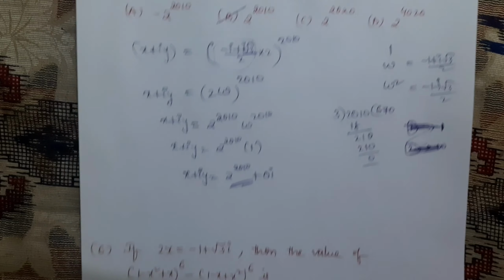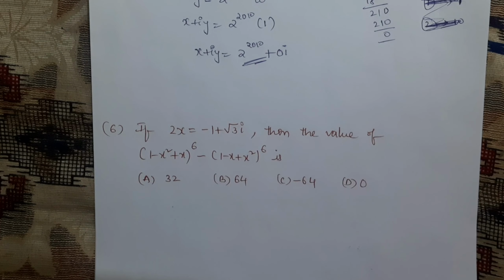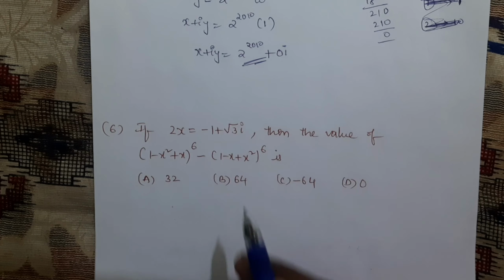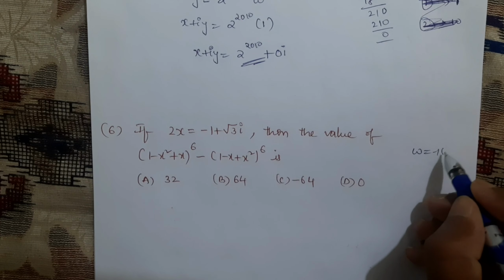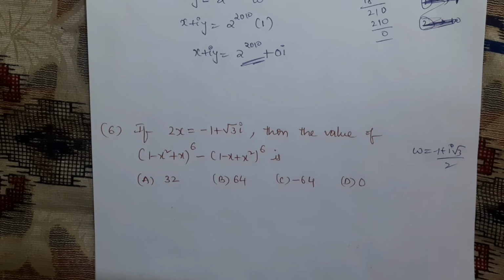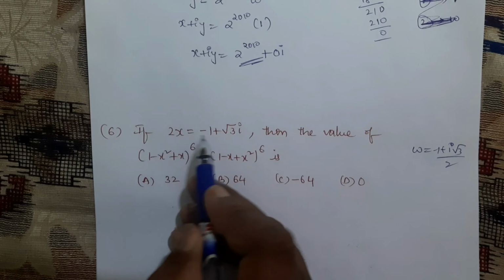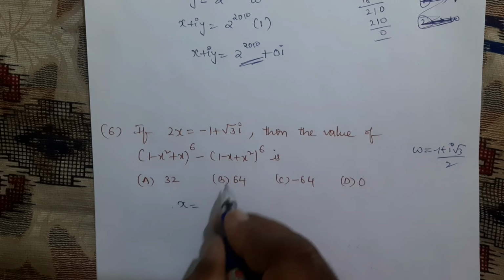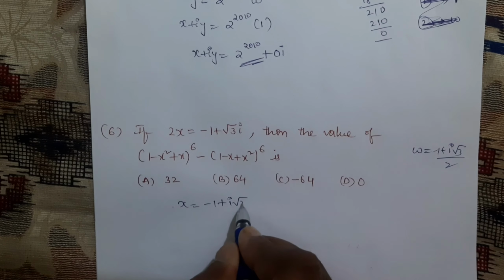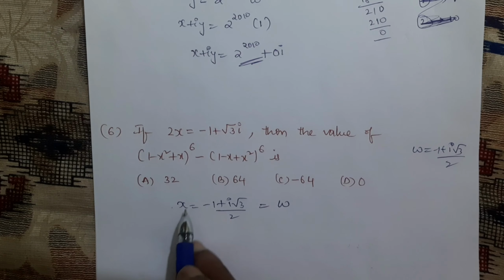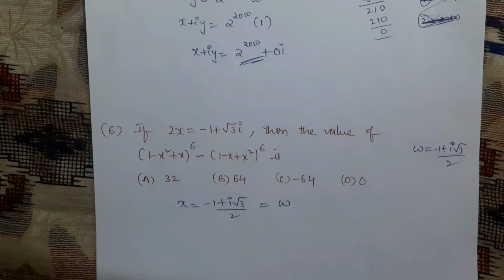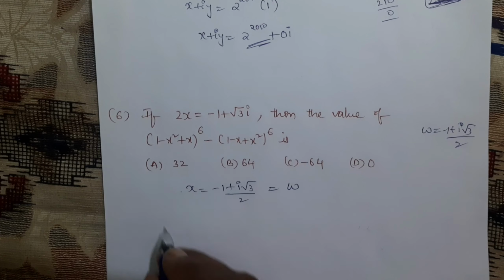Next, if 2x is equal to minus 1 plus root 3 into i, then the value of this expression also, if you observe, we can convert in terms of omega. What is omega? Minus 1 plus i root 3 by 2. Here they have given it in terms of 2x, so x will become minus 1 plus i root 3 by 2, which is truly omega. That means wherever x is there, in the place of x we can substitute omega. Now we need to substitute this.